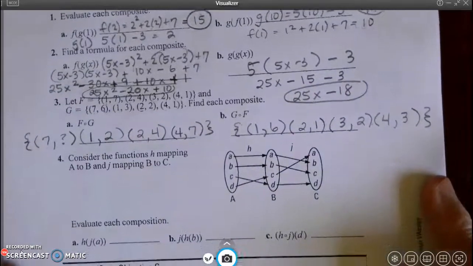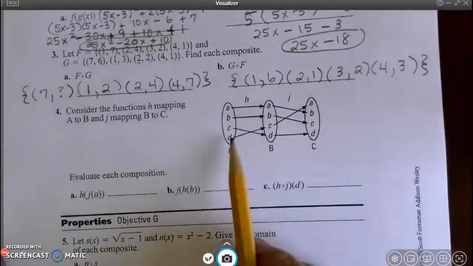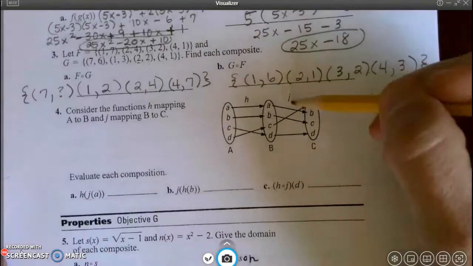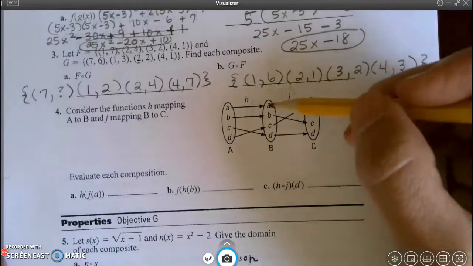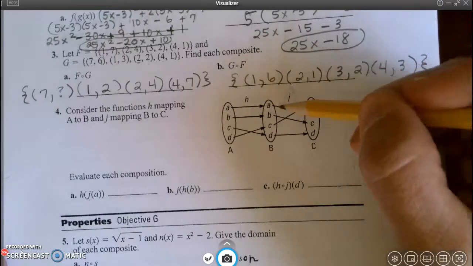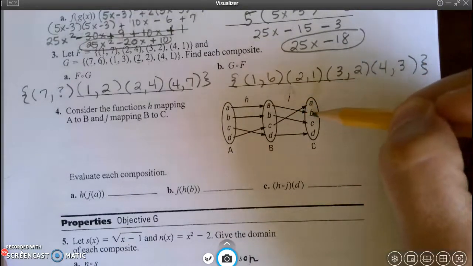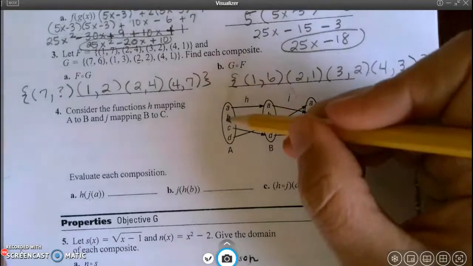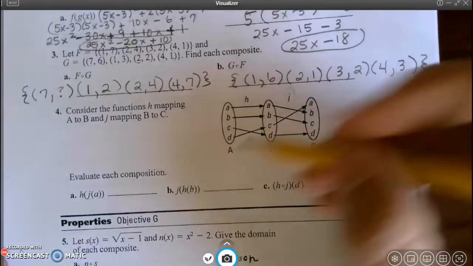Same kind of thing here in number 4. We're going to look at a visual mapping. Start with the J function. Where does the J function map A? This is my J function right here. And it takes A and it maps it to B. And then put B into the H function. If I put B into the H function, I just get B.